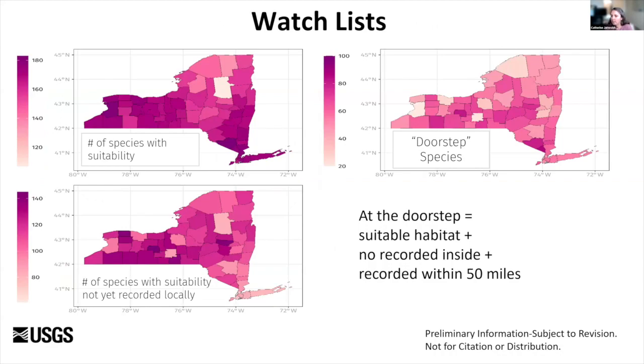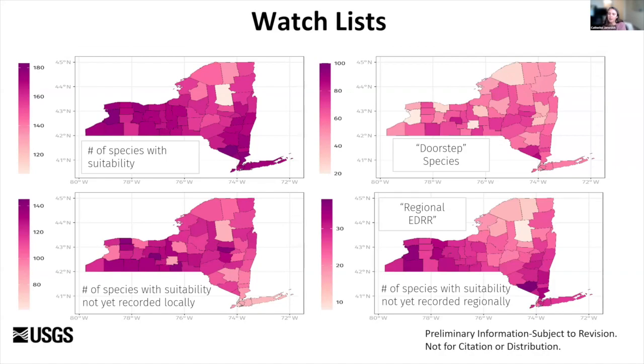Another way that we can further reduce that number that we might be looking at is thinking about the number of species that are at the doorstep. So again, these are species that have suitable habitat within a county, don't have any records within that county, but have records within 50 miles of the county boundary.